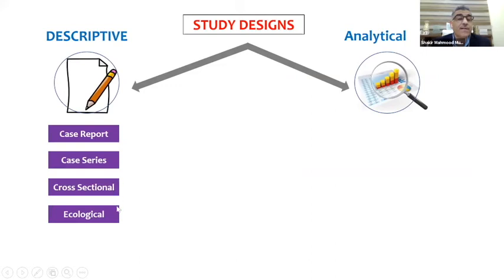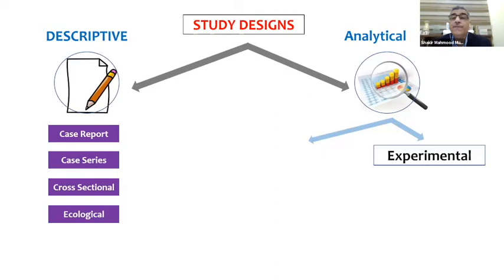Descriptives are, these are the main four, of course: case report, case series, and the cross-sectional. And I have to remind you that the cross-sectional will come also in observational. So we have a descriptive cross-sectional, and we have analytical cross-sectional or observational. And the last one is ecological studies.